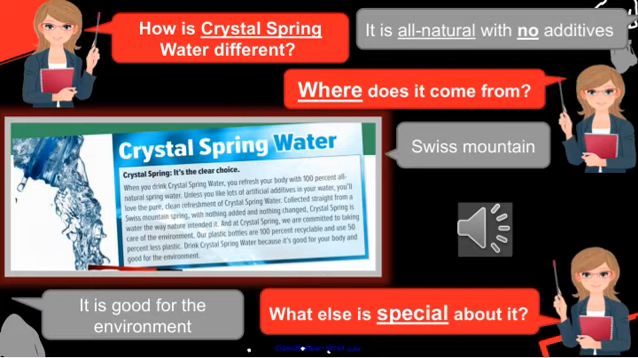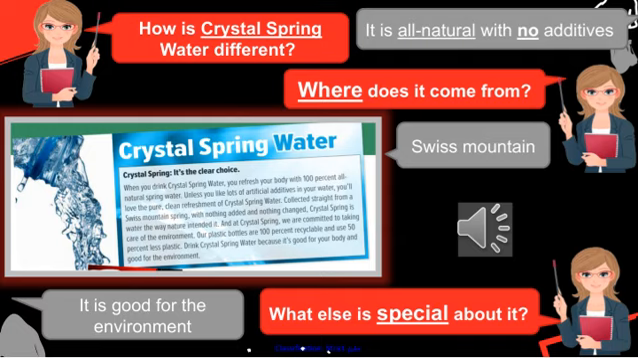What makes Crystal's spring water truly special is that it is all natural with no additives whatsoever. When you think about it, this means you're getting pure water straight from nature, without any artificial ingredients or chemicals. It's like capturing the essence of a pristine Swiss mountain stream. Speaking of which, the Swiss mountain backdrop isn't just for show. It's a key part of what makes this water so unique. The pure, crisp environment ensures the water remains clean and fresh.